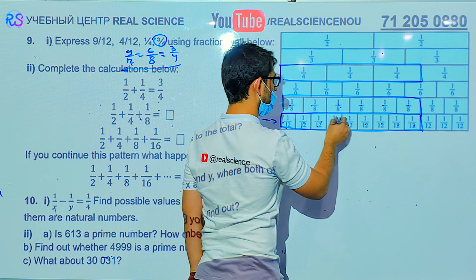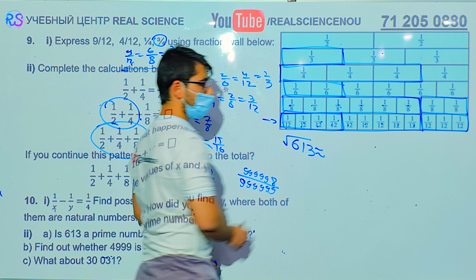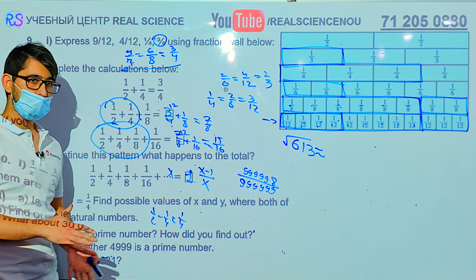So second, is 613 a prime number? How did you find it out? We should take a square root. You will take the approximate square root to check whether the number is prime or not, right? That's the first step. If you take the square root, it will be 24 point something. Okay, let's say 25. We will list all of the prime numbers up to 25: 2, 3, 5, 7, 11, 13, 17, 19, 23.